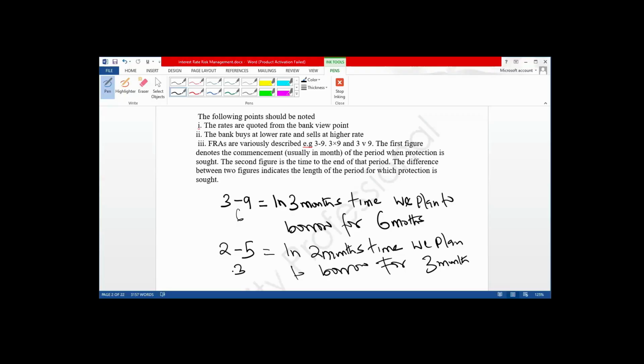So please, in the exam, the examiner will give you different descriptions. You must know the appropriate one to pick. Assuming the examiner says, in 3 months' time, our company is planning to borrow for 4 months, that becomes 3 to 7.